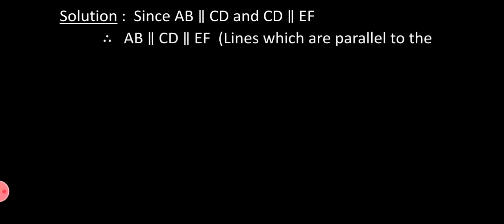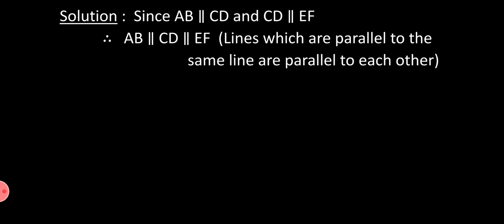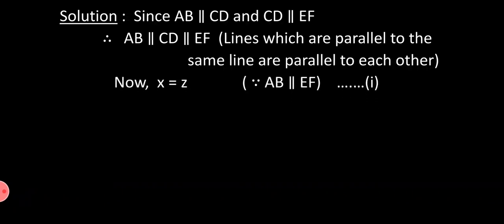For the solution, since AB is parallel to CD and CD is parallel to EF, therefore we write AB parallel to CD parallel to EF according to theorem 6.6, that is, lines which are parallel to the same line are parallel to each other. Now when AB is parallel to EF, we get x equal to z.